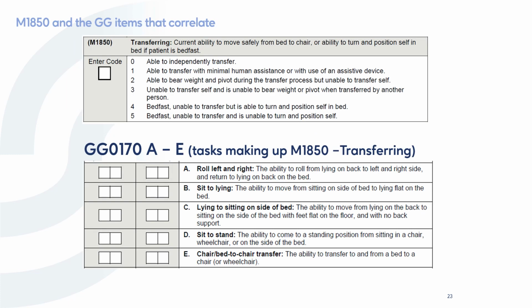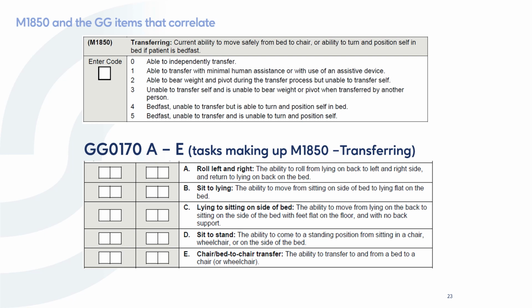M1850 and the GG items that correlate to it, because we look at M1850, it's talking about transferring, and it says the ability to move safely from the bed to the chair or ability to turn and position themselves in bed if they're bedfast. So there's lots of different tasks involved in there. And when we look over on the GG0170 side, there isn't any one task that encompasses all of those that M1850 talks about. So M1850 actually is a roll-up of A through E. So you really need to watch how you're answering something and making sure that you're not inadvertently tripping yourself up with something that's in direct contradiction.